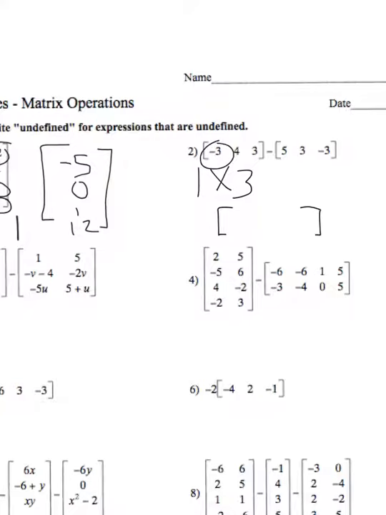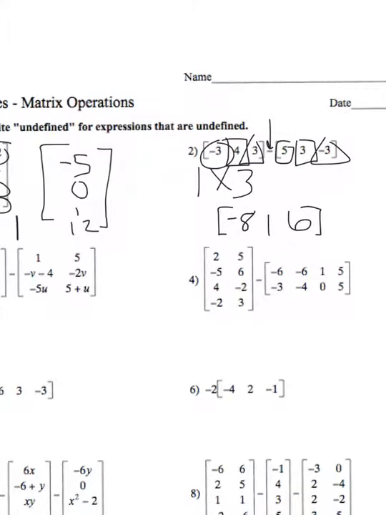So the first spot is a -3 minus a 5. -3 minus 5 makes the first location a -8. And of course the next one is a 4 minus the 3. 4 minus 3 puts a 1 in that spot. And then we have a 3 minus -3. 3 minus -3 is +6. So we end up with a 1 by 3 matrix there.